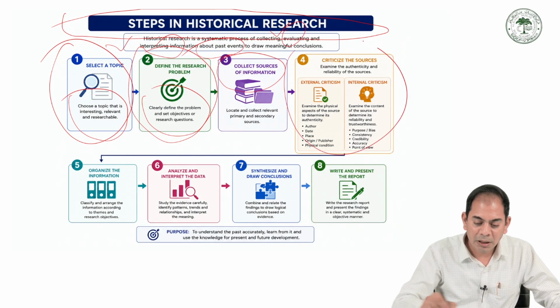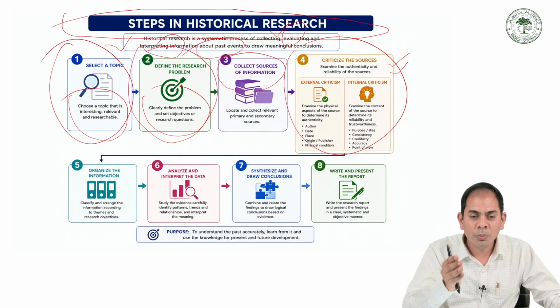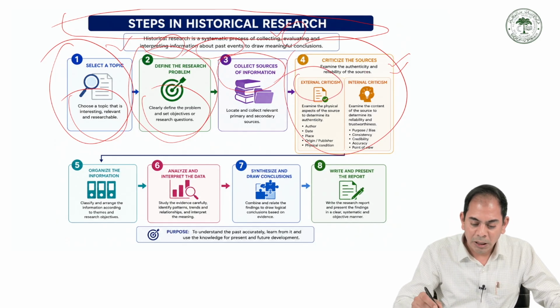The fourth step, after collecting the information, is to criticize the sources: examine the authenticity and reliability of the sources, which means you check the information or data scientifically. It means your data should be reliable, accurate and correct. This is done through two important aspects, external criticism and internal criticism.